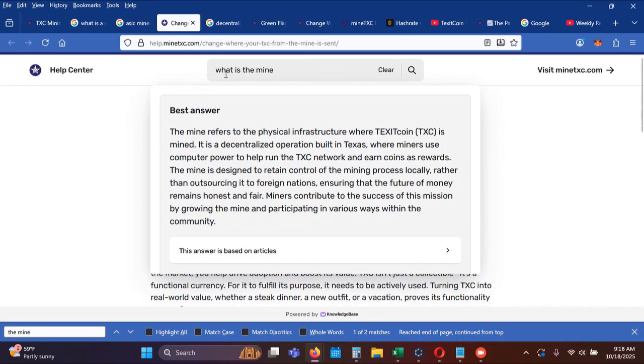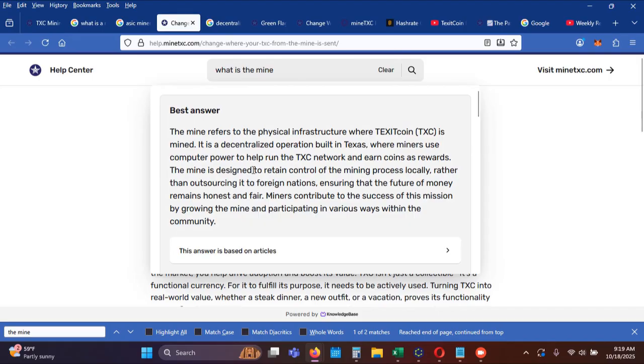The other definition I have is about the decentralization of the platform. Okay, so they say, hey, the mine refers to physical infrastructure where TXC is mined. It is a decentralized operation built in Texas. Now, initially, again, for those that are familiar with cryptos, when we see decentralization, immediately we're thinking, hey, TexitCoin in and of itself is not decentralized because we're thinking of it in the sense of control, ownership, or governance, right? So that's what we initially think about when we see the term decentralized.